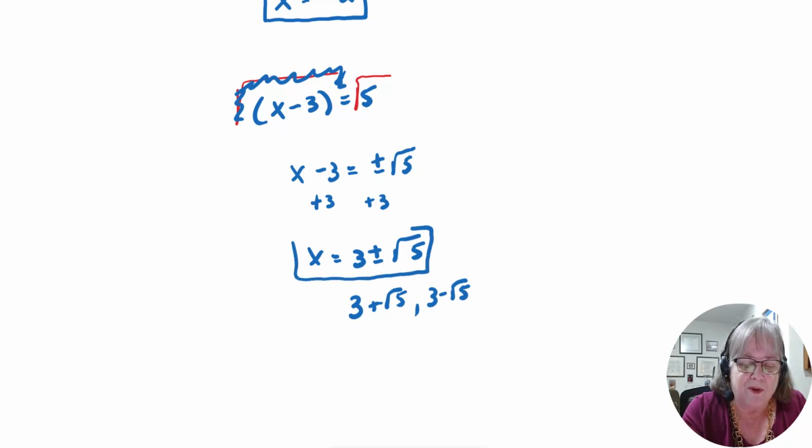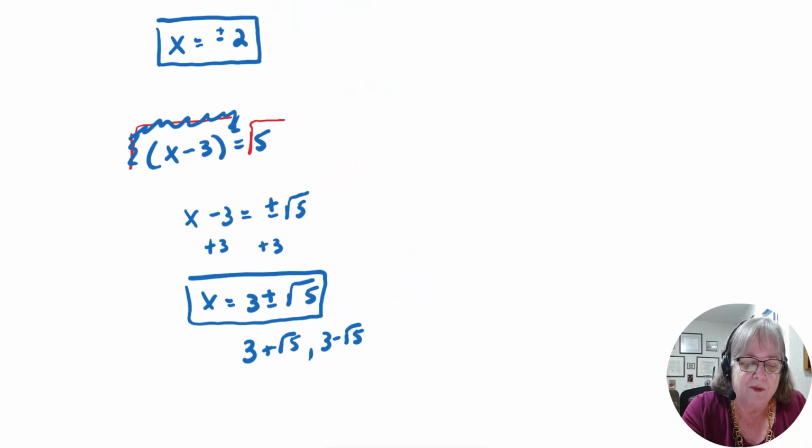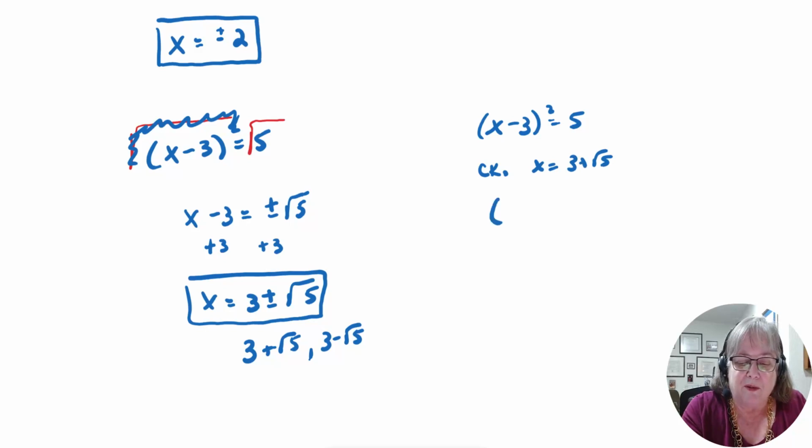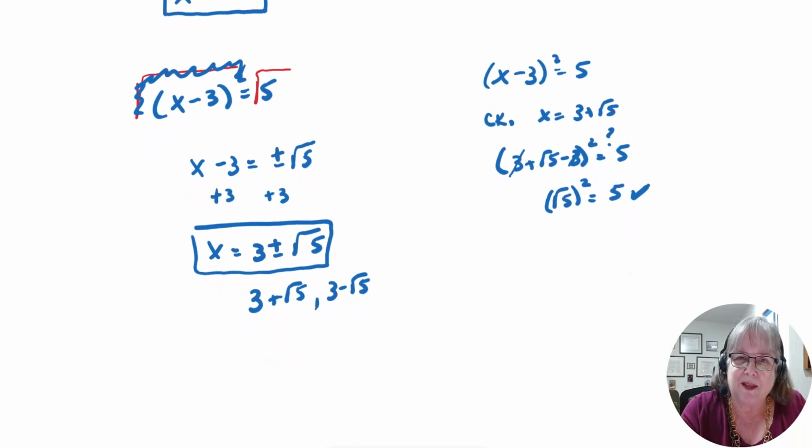Now I'm not going to check them both, but just to show you, remember what we had was (x − 3)² = 5. So let's check x equal to 3 plus the square root of 5. We would go (3 + √5 − 3)². Is that equal to 5? That's my question. Well, this 3 minus 3 goes away. So is (√5)² equal to 5? Yeah, it is. So you see how they check.